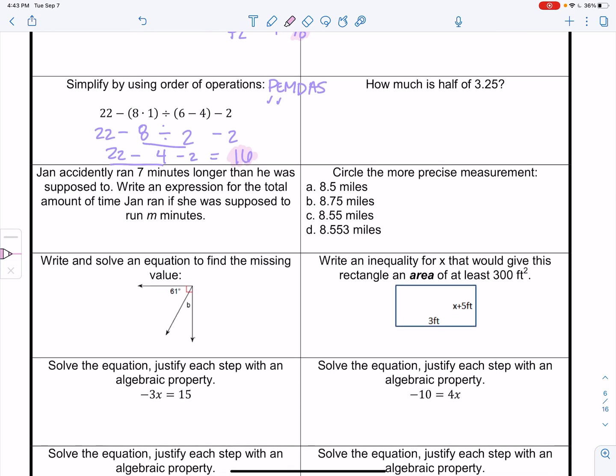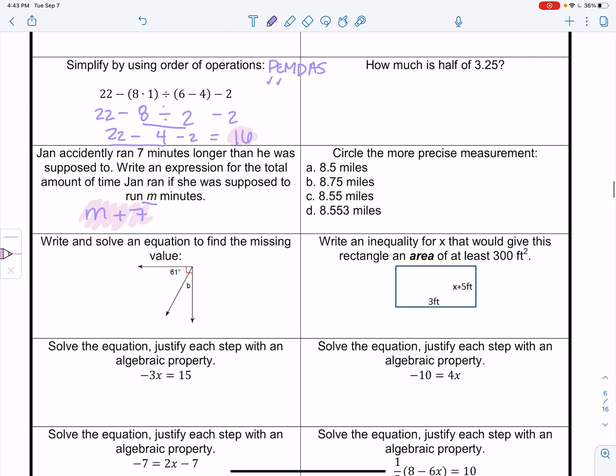Jan accidentally ran 7 minutes longer than she was supposed to. Write an equation for the total amount of time Jan ran if she was supposed to run m minutes. So she was supposed to run m minutes. She ran 7 minutes longer. Is that more or less? Well, if it's longer, it's more. So it's just m plus the 7. That should be it. All right.